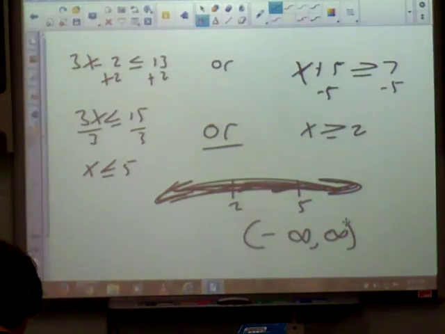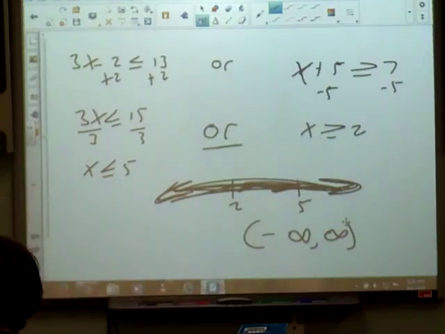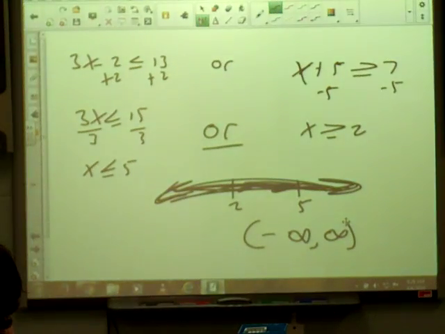Now, notice the difference. Don't get confused, and I'm going to try to give you some to differentiate here in a minute. But the difference is the word. If that had been an and, it had only been that chunk in the middle shaded, right? You with that?